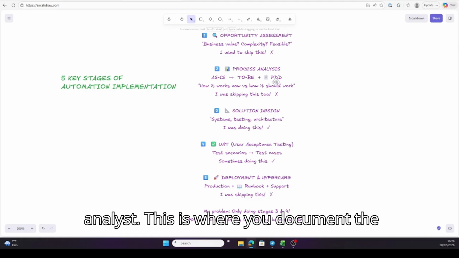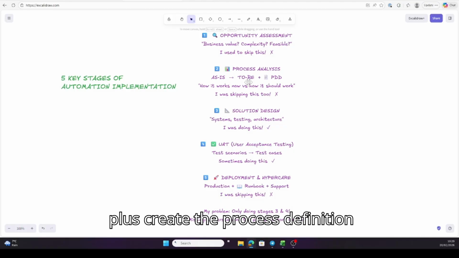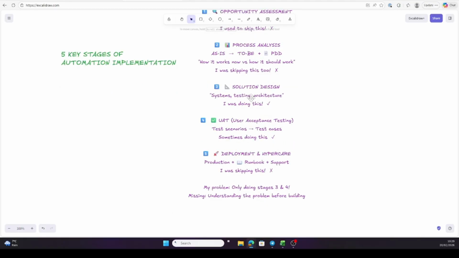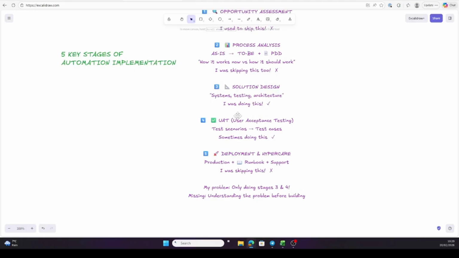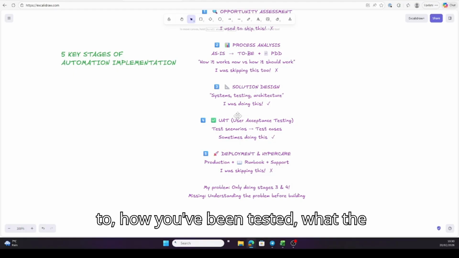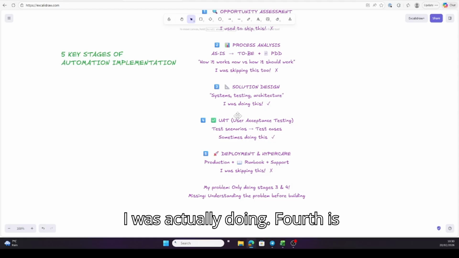Second is process analysis. This is where you document the as-is state and the to-be state, plus create a process definition document, PDD. How does it work now versus how it should work after automation? I was skipping this too. The third is solution design. You plan what systems you will need access to, how you will test it, what the architecture looks like. This is the one I was actually doing.